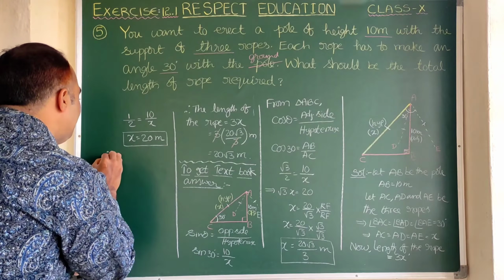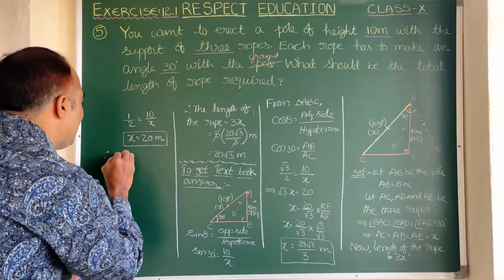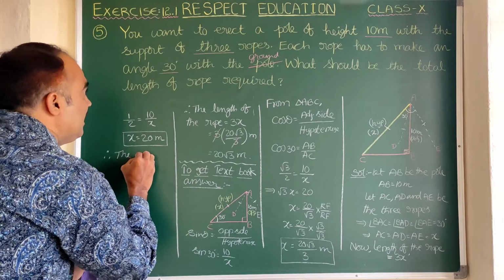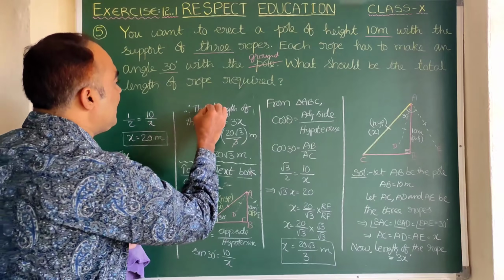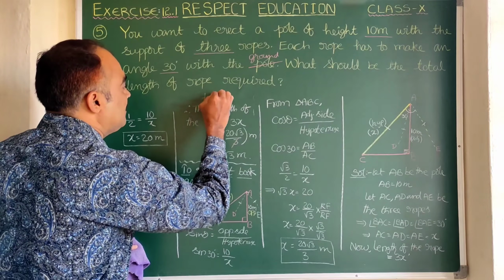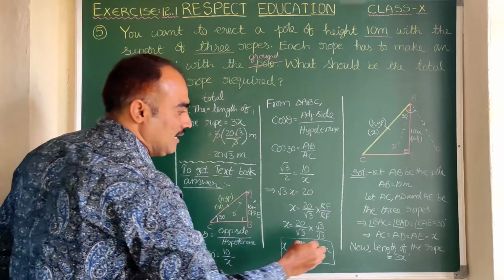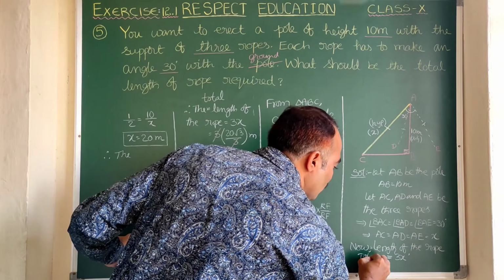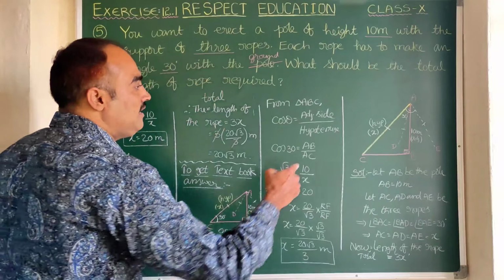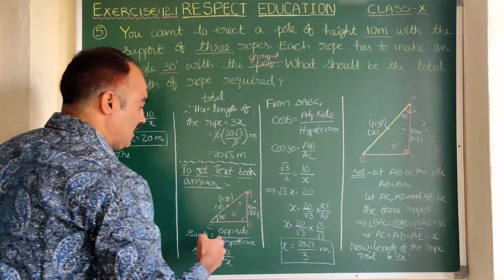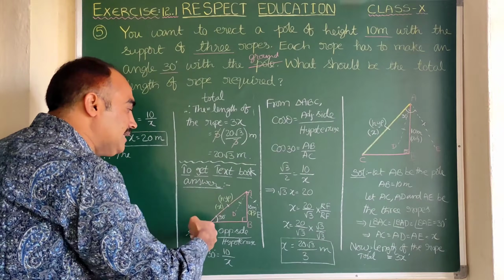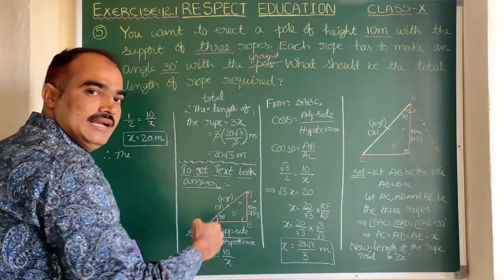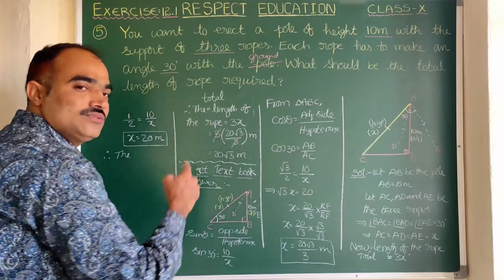Now we can write, therefore, the length of the rope is... actually here we should write the total length of the rope. Total length means we have to take 3 times. In fact, length of the rope means only AC will come. Total length means AC plus AD plus AE. We can say x plus x plus x, so 3x.